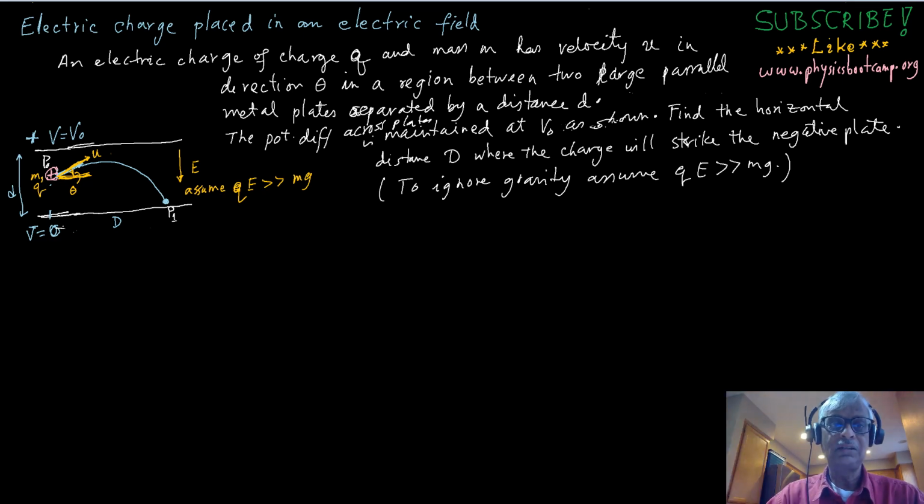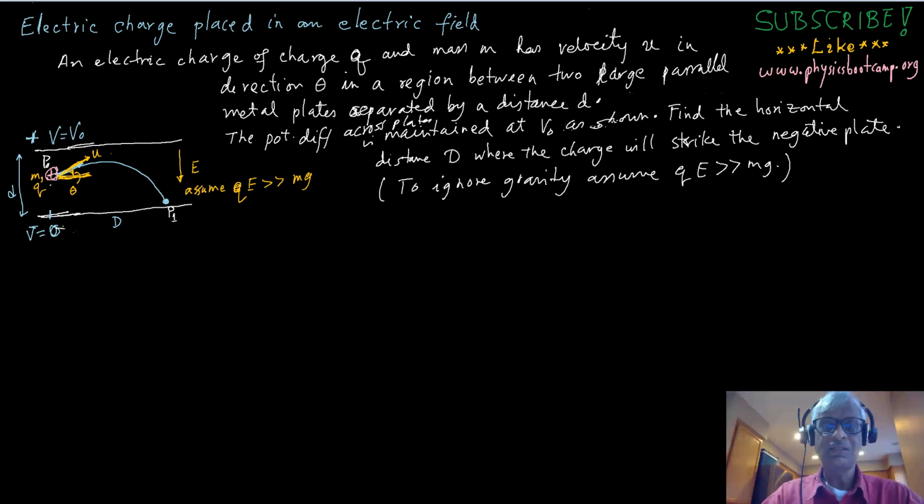Hello there. Let's do this rather standard problem. We have an electric charge Q that's at this point moving in that direction. It has a speed u, and the angle with the horizontal is theta at that point. So this is like a t equal to 0 situation.